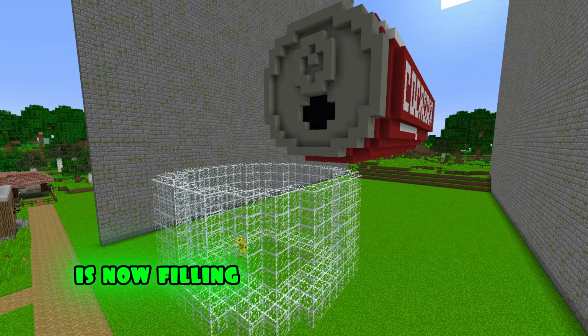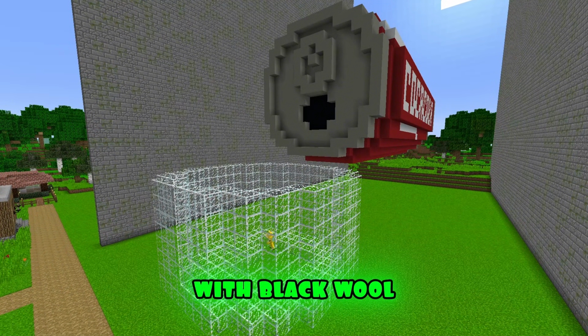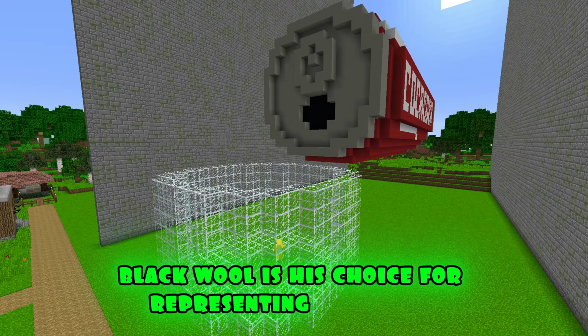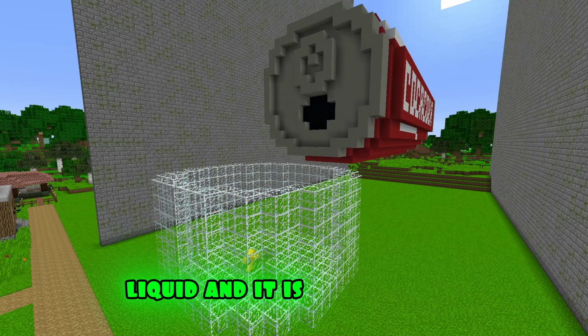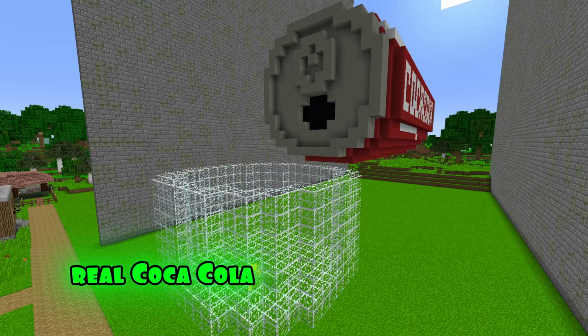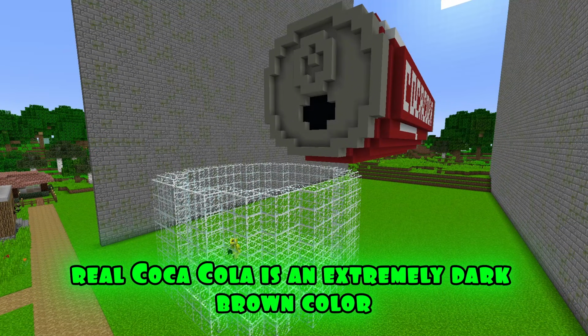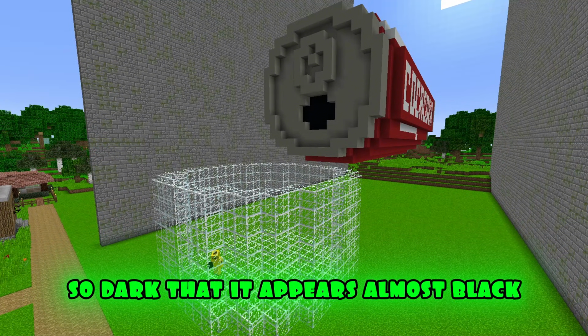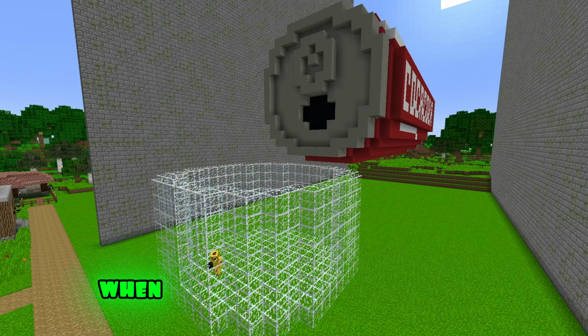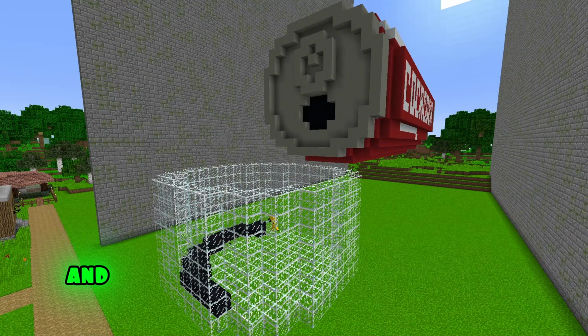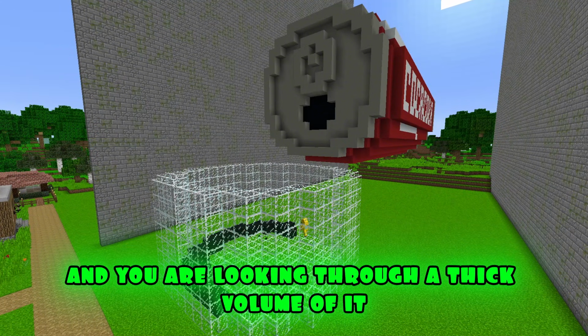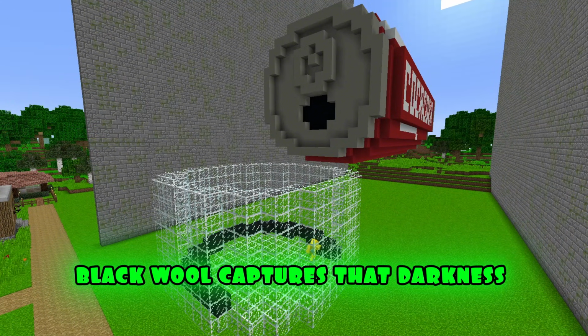Banana Kid is now filling the lower portion of the glass with black wool. Black wool is his choice for representing Coca Cola liquid, and it is a smart pick. Real Coca Cola is an extremely dark brown color, so dark that it appears almost black in most lighting conditions. When you pour cola into a glass, it looks like a dark, opaque liquid, especially when the glass is full and you are looking through a thick volume of it. Black wool captures that darkness perfectly.